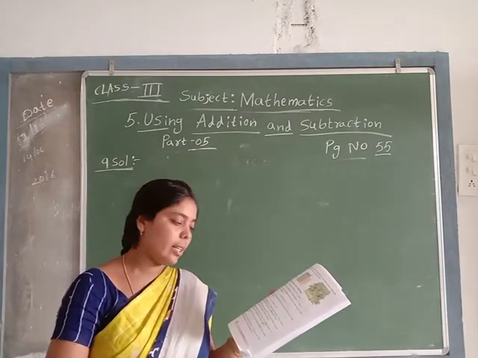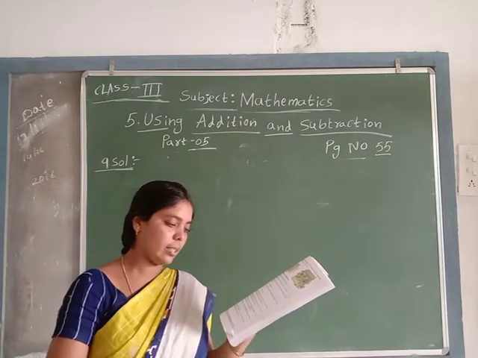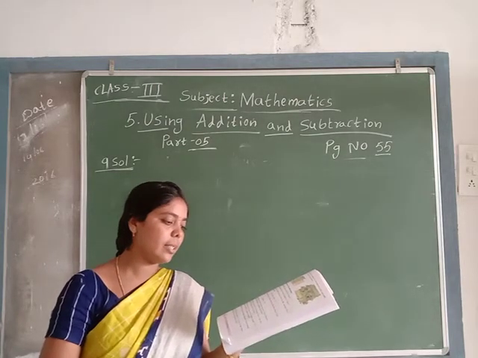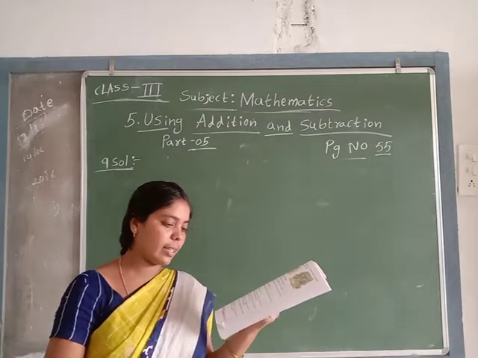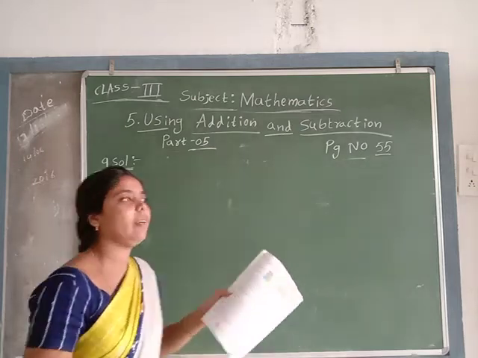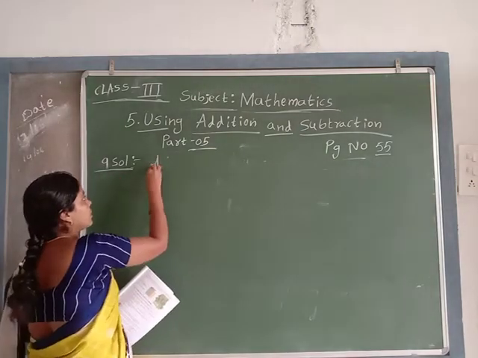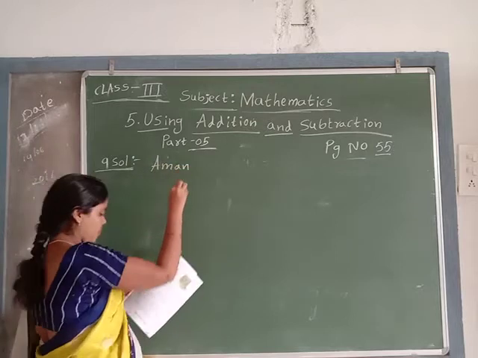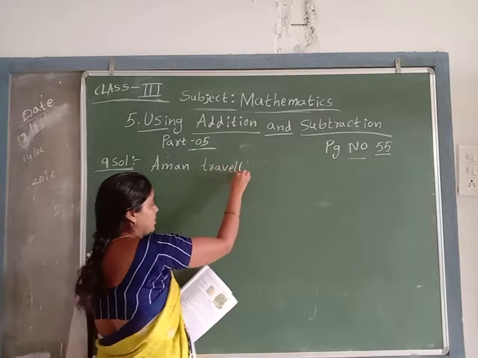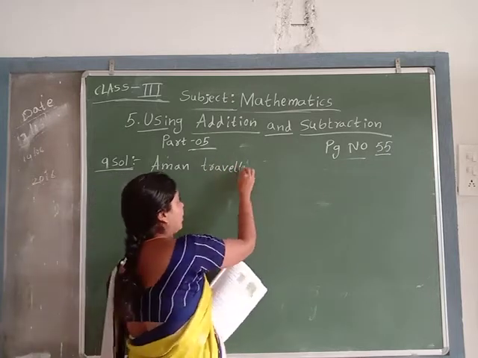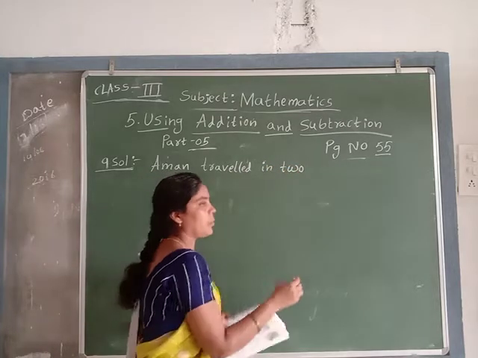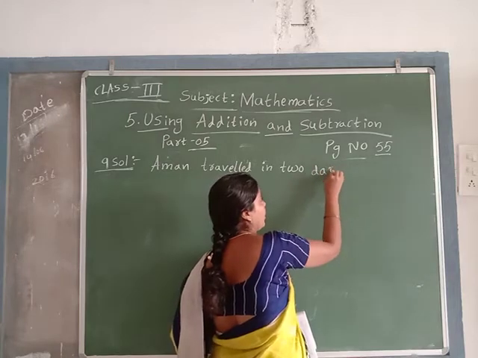Aman traveled 320 kilometers in 2 days. He traveled 175 kilometers on the first day. How many kilometers did he travel on the second day? So, Aman traveled how many kilometers? Aman traveled in 2 days. How many kilometers?